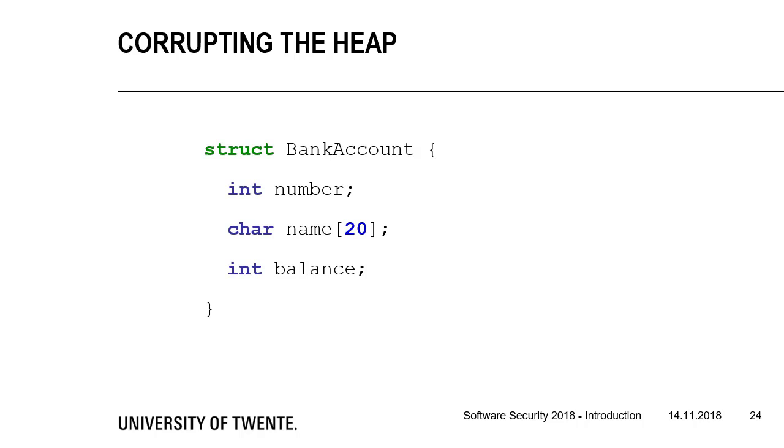In general, corrupting the memory on the stack works much better for exploits, as long as stack canaries are not enabled, but I'm not sure whether we will come to that in this course. Okay, corrupting the heap. So when you put too much data into name, you will change the number. You then get access to a bank account you don't have access to.